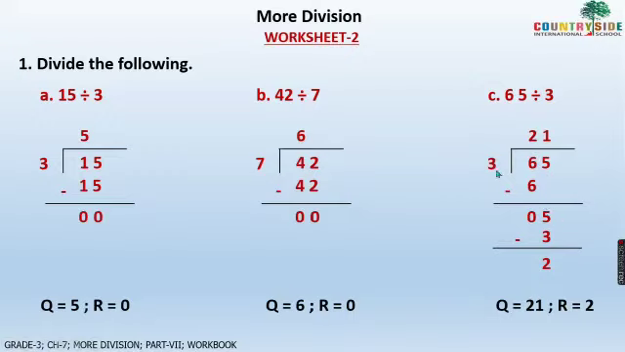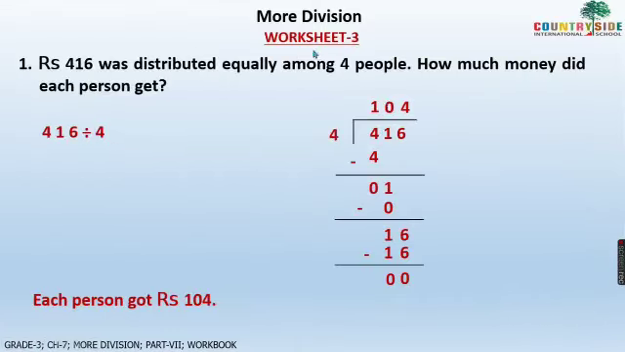Then again, does 5 come in the 3 table? No. Then you have to take the number smaller than 5. So 3 ones are 3. Then 5 minus 3 is 2. So your remainder is 2 over here. So quotient is 21 and remainder is 2. Then in worksheet number 3, there are the story sums.